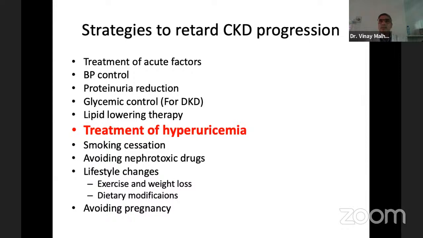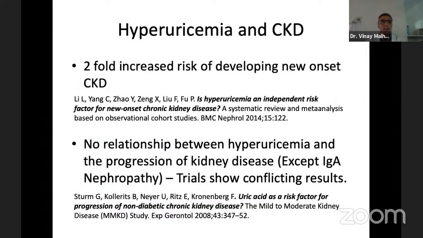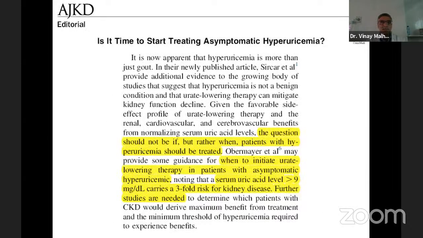Then treatment of hyperuricemia is very important. Most of our patients, because of drop in GFR, will have increased level of uric acid, and increased uric acid is known to lead to progression of disease. In our patients of gout, you can have CKD, but the important thing is sometimes there can be no relationship between hyperuricemia and progression of kidney disease, and some trials have shown conflicting results. Some studies in IgA nephropathy have shown that hyperuricemia will lead to further progression of disease, and there is a twofold increased risk of developing new onset CKD in patients with hyperuricemia.